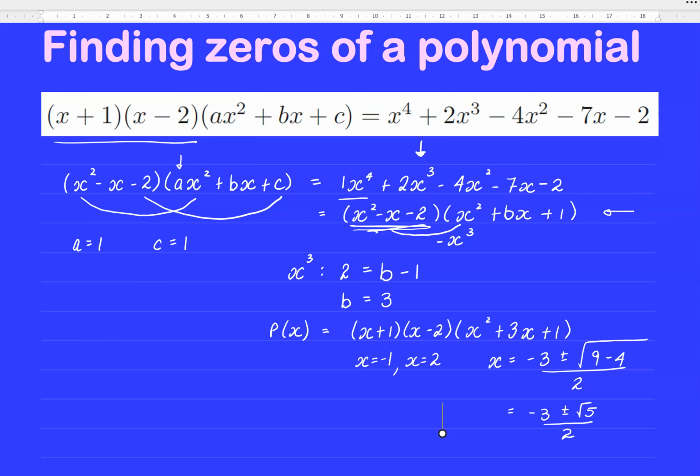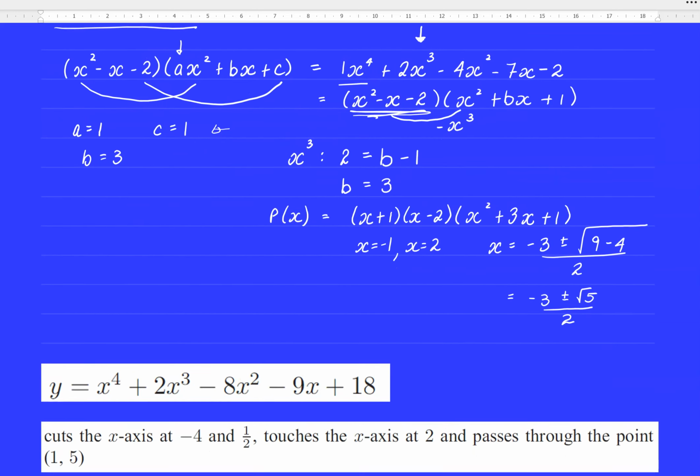If it just said find a, b, and c, well, then we're done over here because we've got a is 1, c is 1, and we ended up with b is 3. If it said fully factorize, well, then we had to write this equation here. If it said state all the zeros, then we had to keep going and do this last bit and state all the zeros. So make sure that you do read the question. All right. Okay, let's try another one on a similar vein.